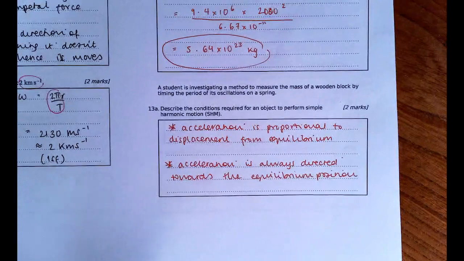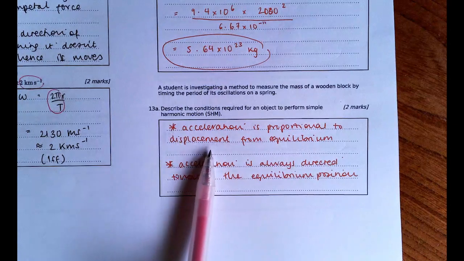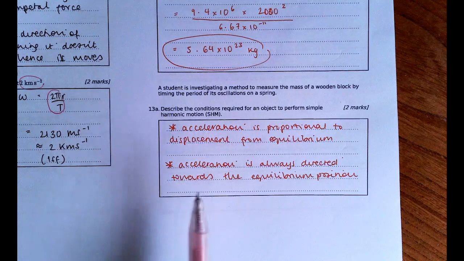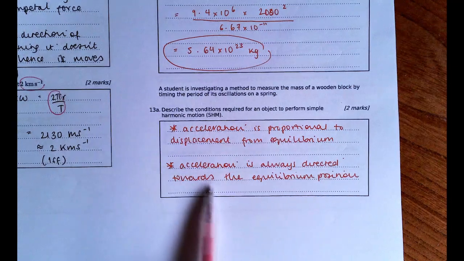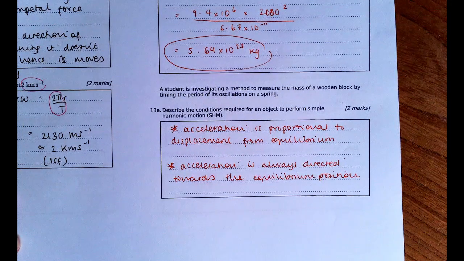13a is just one you, by now, I'm sure you know. The conditions for simple harmonic motion: acceleration has to be proportional to displacement from the equilibrium position, and the direction of that acceleration is always towards that fixed rest position. 2 marks, easy peasy there.